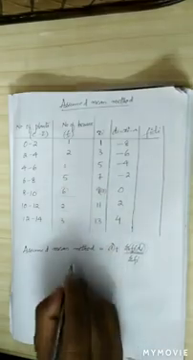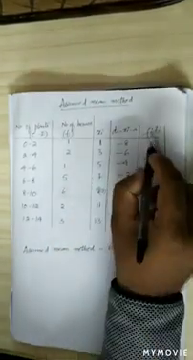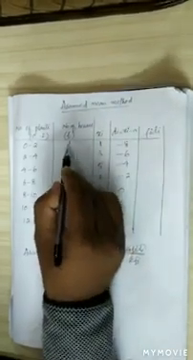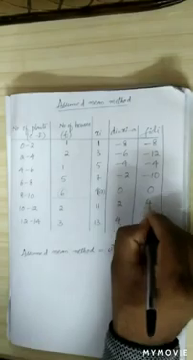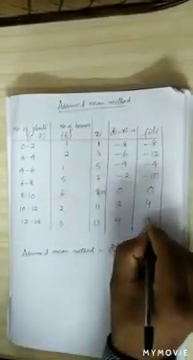Now for this column, we can get the mean value by using the assumed mean method. Fi di means multiply Fi with di. What is Fi? 1. 1 into 8 is going to be 8 with minus sign. Here 2 into 6 is 12, minus 12. Minus 4. Now 5 2s are 10. 6 zeros are 0. 2 2s are 4. 3 4s are 12. 3 4s are 12.